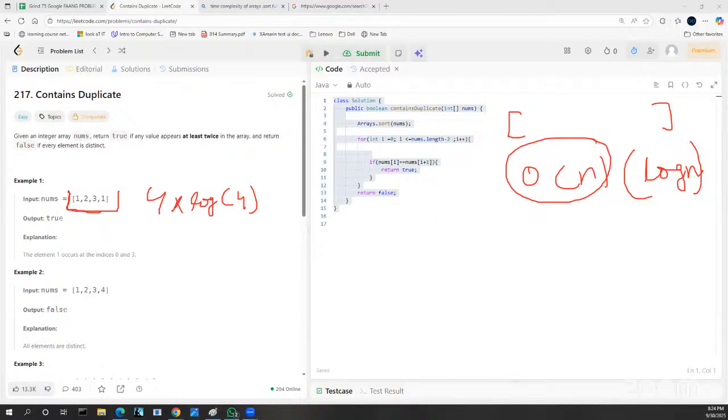Absolutely. Log 4 multiplied by 4 is equal to 2.4 overall. If we multiply n square, for example 4 multiplied by 4, it equals 16. Correct. So in this case, I think n log n is less than n square.